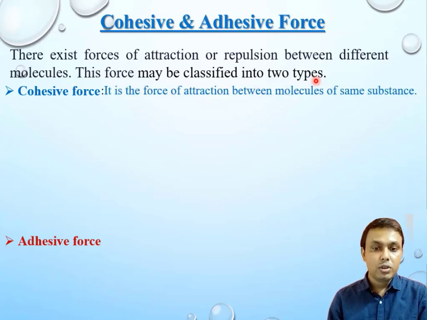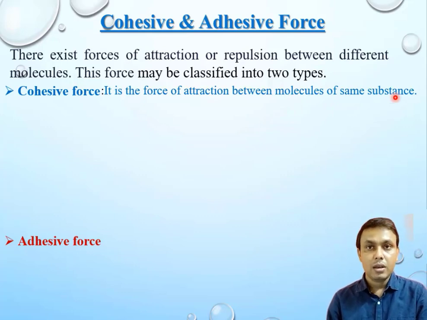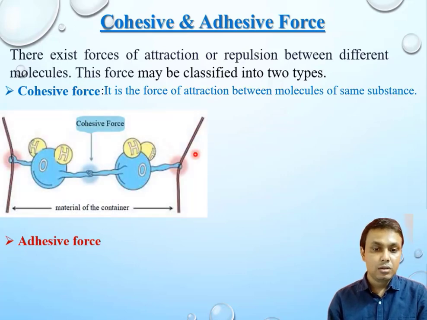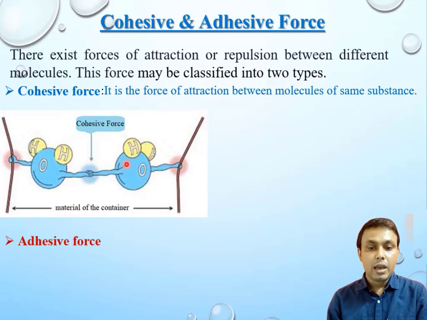Now what is cohesive force? It is the force of attraction between molecules of same substances. অর্থাৎ একই পদার্থের দুটি অণুর মধ্যে যে বল কাজ করে তাকে বলা হয় cohesive force. Here you see this figure. Here this is one water molecule. This is another water molecule. Now the force between these two water molecules, it is cohesive force. যেহেতু দুটো একই ধরনের অণু তাই এদের মধ্যে যে বলটা কাজ করছে তাকে আমরা বলছি cohesive force.